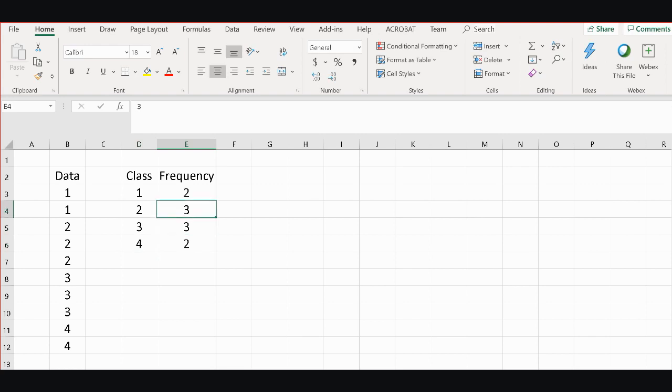This right here, this whole thing is our frequency table. It tells us how many times each class is represented in our data set.